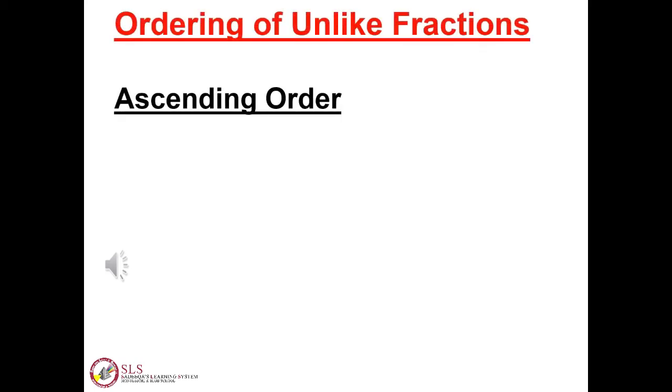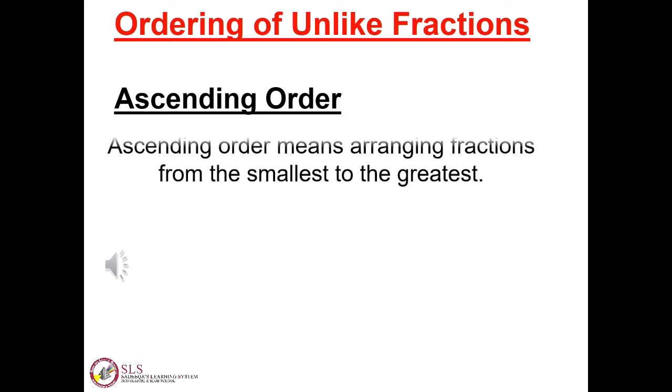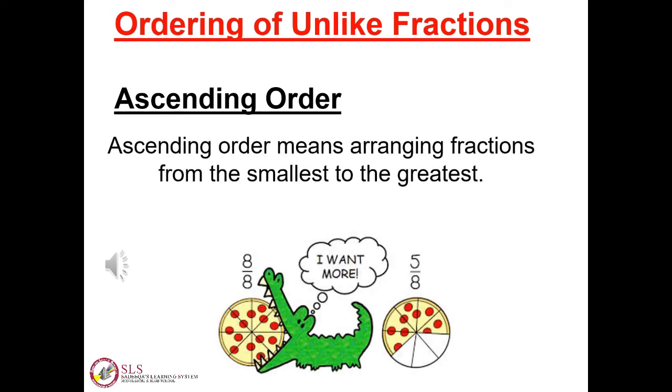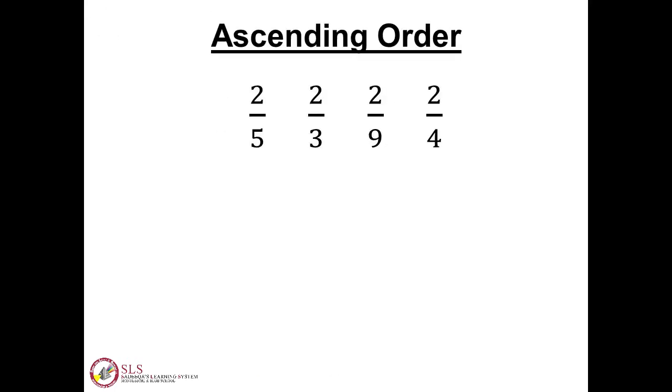Next is ordering of unlike fractions. Ascending order. Ascending order means arranging fractions from the smallest to the greatest. In ascending order, we write the smallest number first and then the greatest one. For example, 2 by 5, 2 by 3, 2 by 9 and 2 by 4.